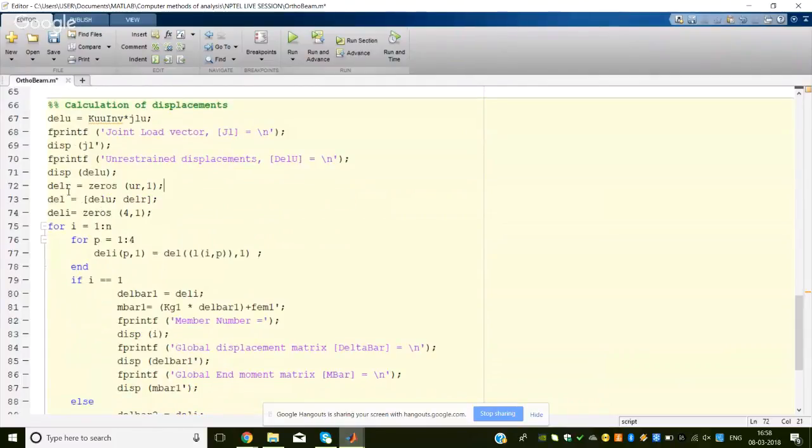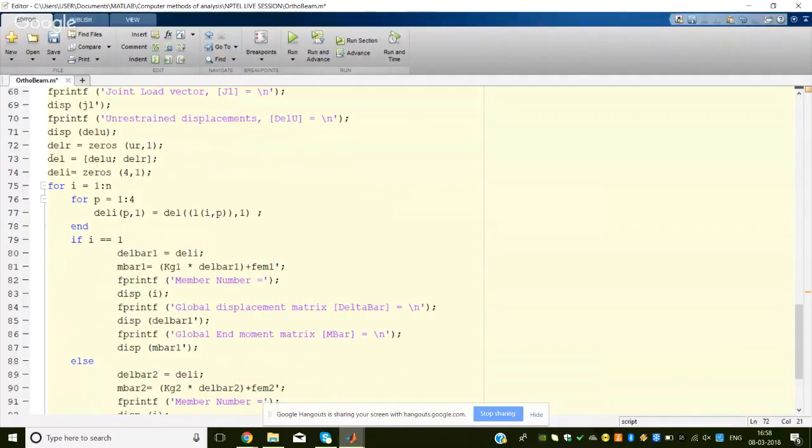Next we are including the displacement in the restrained degrees, which is going to be 0, and the size of the displacement in the restrained degrees is 4 by 1, since the number of restrained degrees is 4. And in this line we are combining both the displacements in unrestrained degrees and restrained degrees into a single matrix.